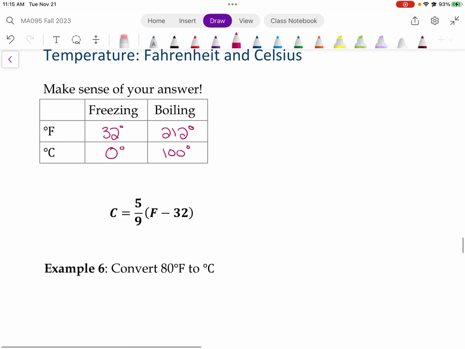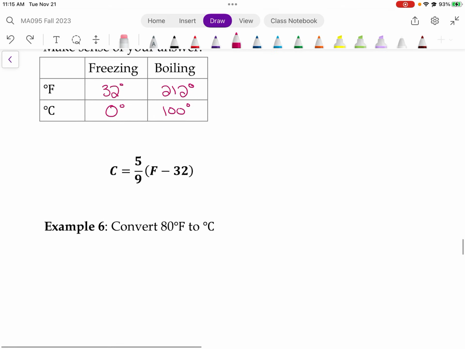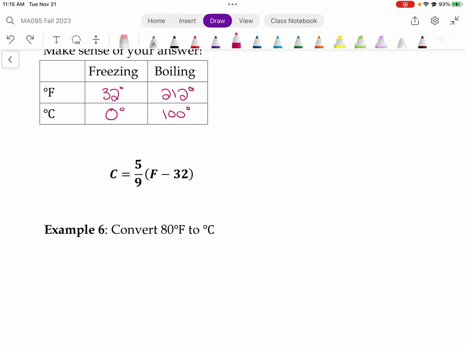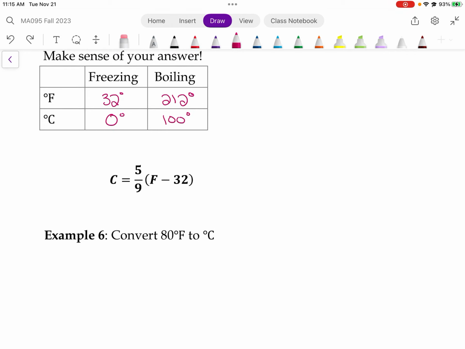But here's our formula for converting from Fahrenheit to Celsius. So we're being asked to convert 80 degrees Fahrenheit. So how hot is that? Just kind of think about how hot that is, and what's that going to look like in Celsius? Try to look at this little chart we made and see about where you think that would be before we start.